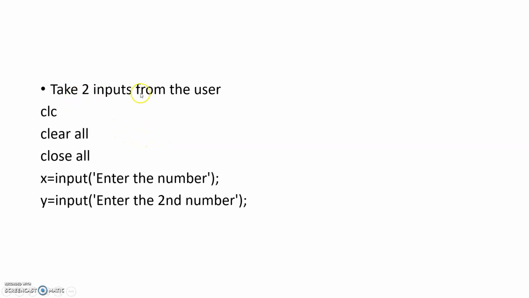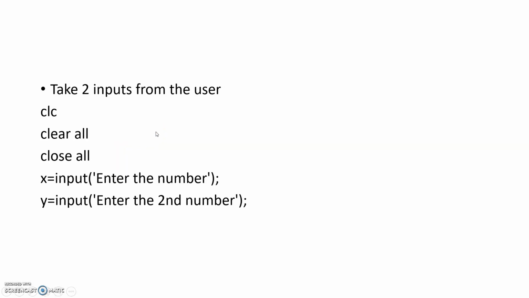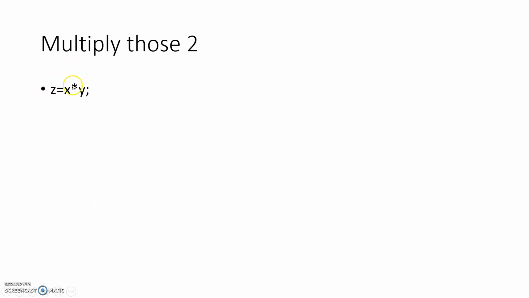So what is the algorithm? First step is obviously to take two inputs from the user. You can write clc, clear all, close all, warning off. Then x equal to input, enter the number, y equal to input, enter the second number. Nothing new. For a parasitic number we have to multiply these two input numbers, so the next step is z equal to x into y. We have just multiplied the two input numbers.